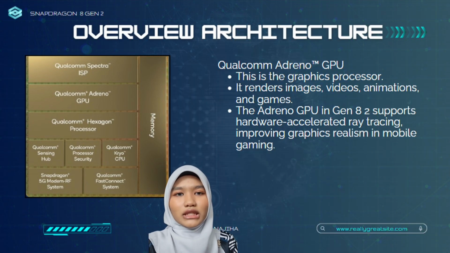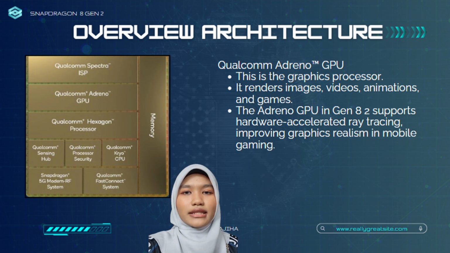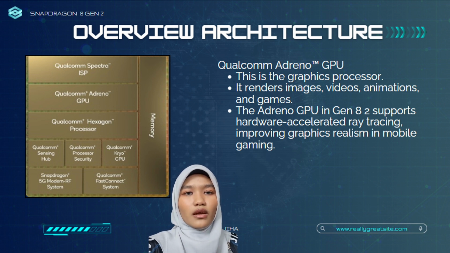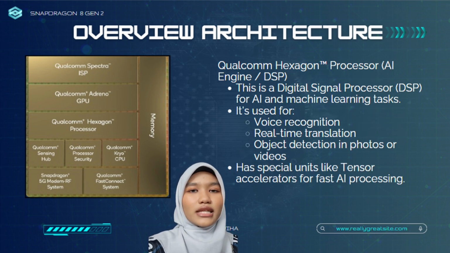So the second component is the Adreno GPU, where GPU stands for Graphics Processing Unit. This part takes care of rendering visuals such as animation, videos, and 3D graphics. This is especially important for gaming, where it creates smooth and realistic graphics. In Snapdragon 8, the Adreno GPU even supports hardware accelerated ray tracing, which means lighting and shadows look more realistic in games. So the third component is the Hexagon processor, also known as the AI engine.